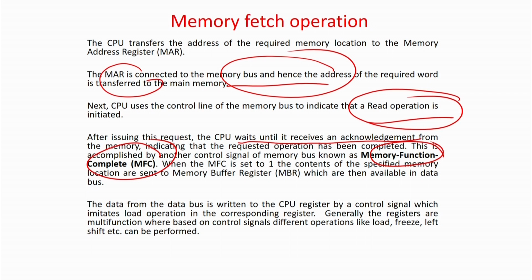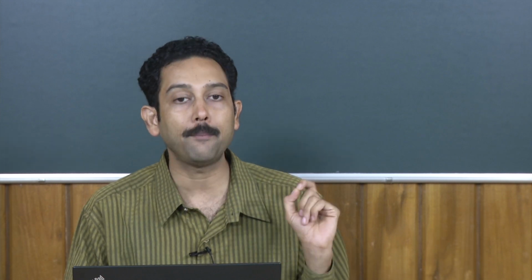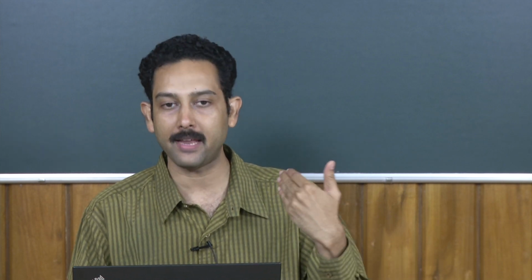So, now what will happen? You have to read the value from the memory buffer register and you can freeze the location therefore. That freezing will come later, but for the time being, whenever you say that I want to read from the memory and the data is available in the memory buffer register, you have to wait till the memory function complete is set to 1. Once it is done, you know that the value is stable in the memory buffer register. Now, it can be read to the accumulator, to the instruction register and so forth.